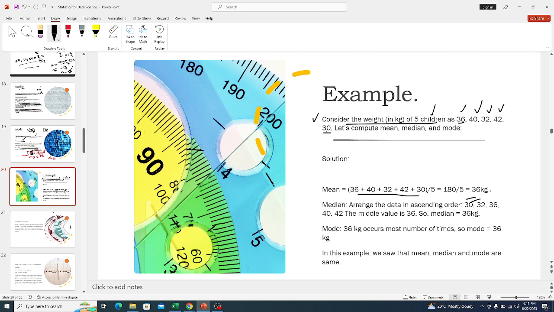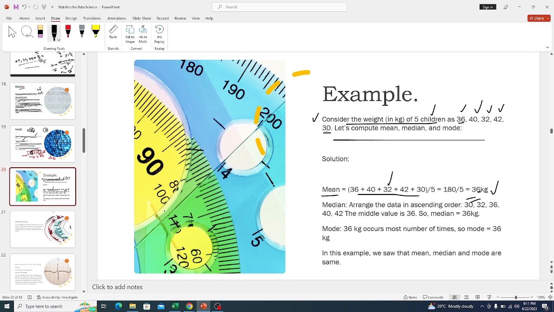You'll get the mean weight. Same for the median, you arrange in ascending order, and then pick the middle value. Then for the mode, you check the most occurring value.